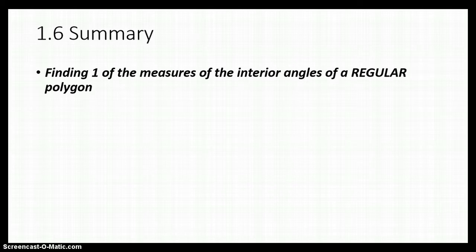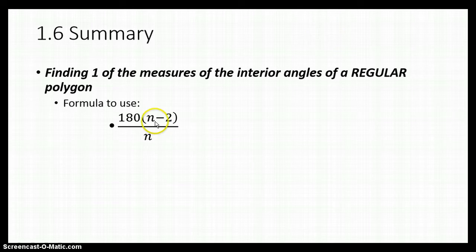Sometimes you might have a problem where it says find one of the measures of the interior angles of a regular polygon. Well, to find one of the interior angles, it has to be a regular polygon because I need to know that they're all the same in order to find one. So I know how to find the sum, and if I can find the sum and I know how many sides, then I can find just one of those angles.